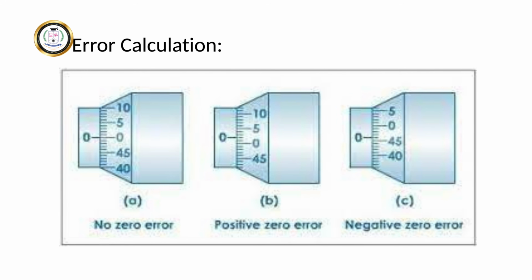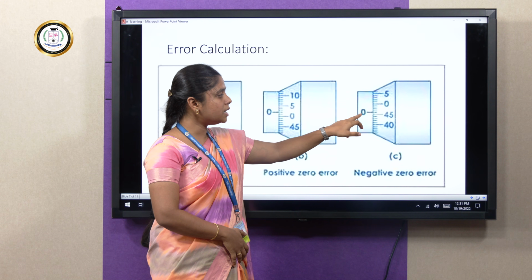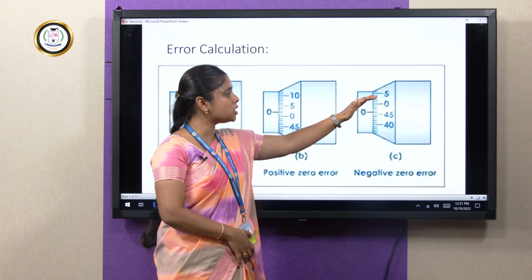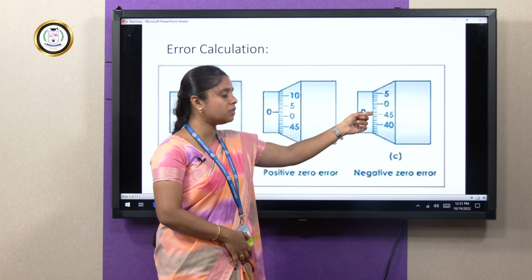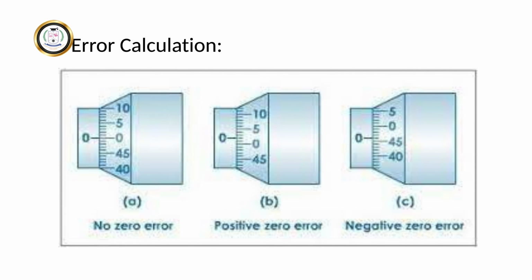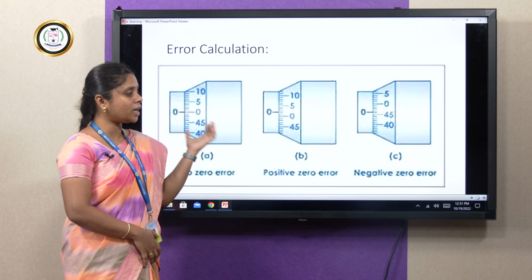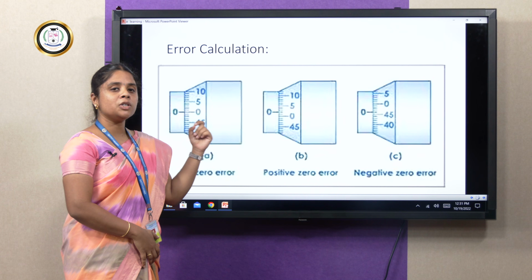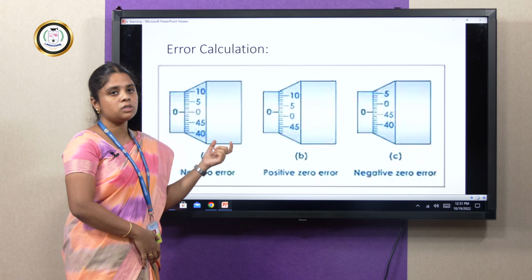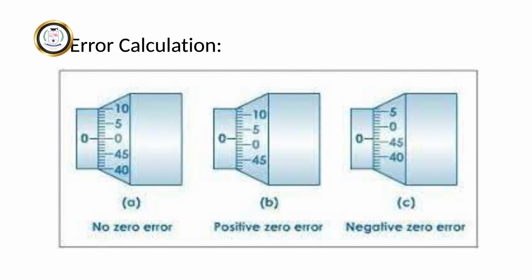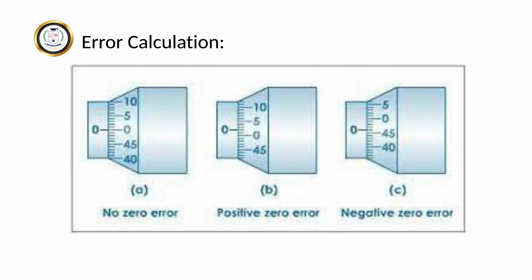Let us go for the third case where you can have an error known as negative zero error. So when the pitch scale 0 coincides with a division which is below the head scale 0, for example, you can see in this figure it coincides with the value 46, then this error is called a negative error. So these are the different types of errors which you can see in a screw gauge. So before measuring the radius of the suspension wire, make sure you are measuring the error of the screw gauge. Error plays a crucial role in determining the final answer of any object of which you are measuring the radius.